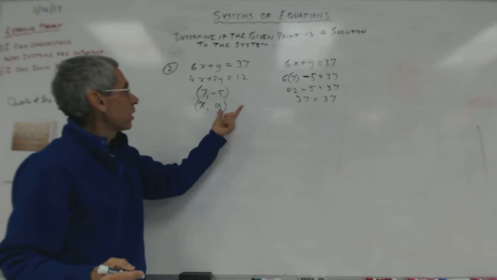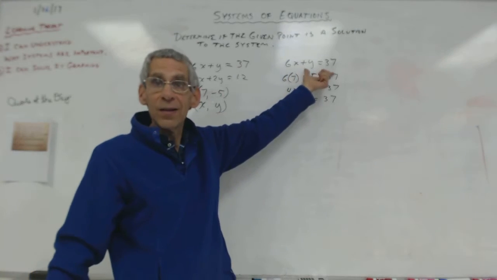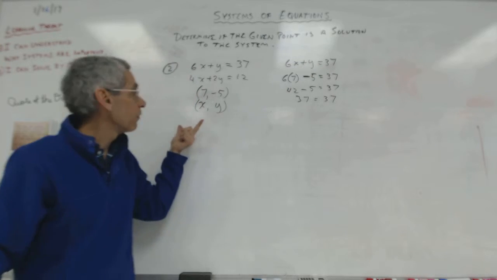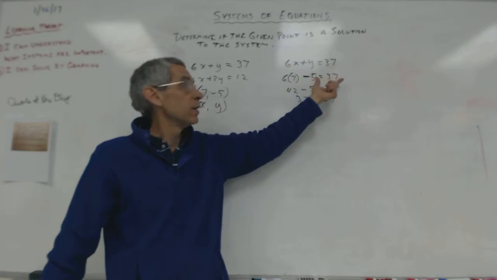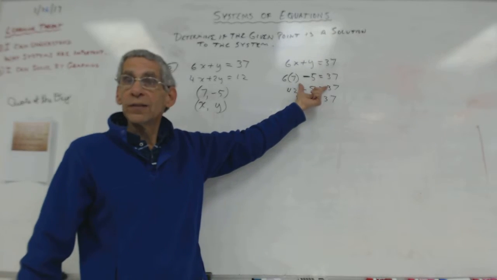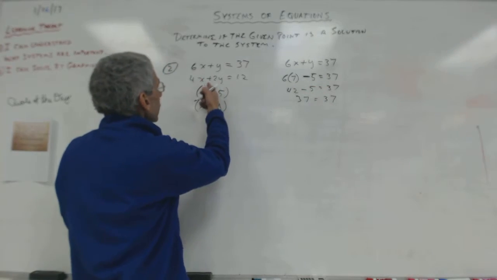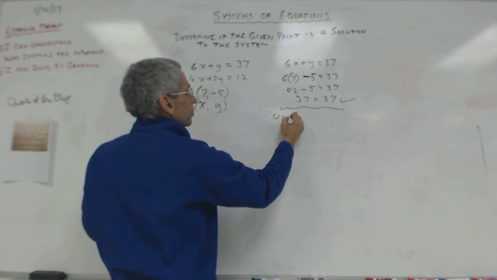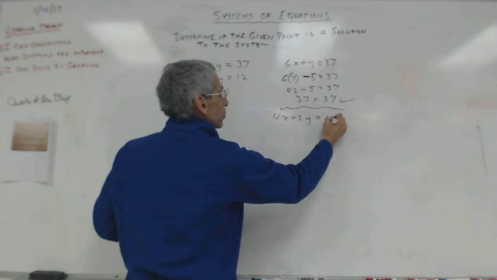Awesome! So we know that point is definitely on this line. It's one of an infinite number of points on this line. Now we've got to see if this is also one of the points that is on this line. So now we've got that. That checked. We got 4x plus 2y is equal to 12.